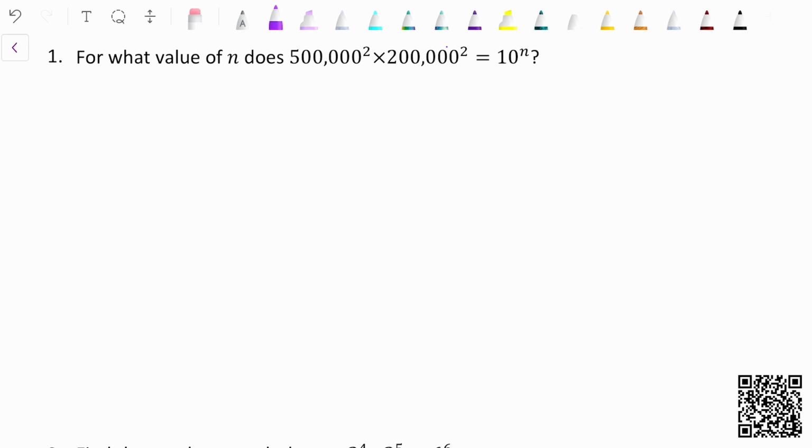Today's first question is, for what value of n does 500,000 to the power of 2 times 200,000 to the power of 2 equal 10^n? So how do we do this?